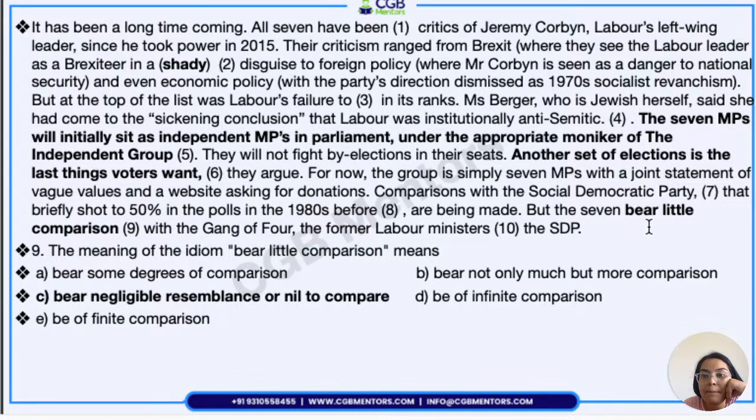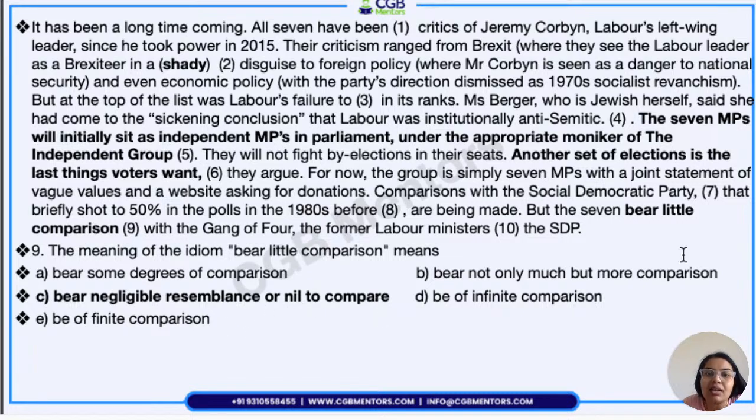But the 7, pair little comparison. Pair little comparison का जो context है यहाँ, of course it's an idiom because bear जो भी meaning सोचो noun वाला verb वाला makes no sense here. Sometimes if some things are given and they make least sense and we are like ये word का क्यों यहाँ use करा हुआ है. One chance if it is not an error detection question, it is कि वो एक idiom हो सकता है. So but the 7 bear little comparison with gang of 4. So they bore in fact negligible resemblance or nil to compare.